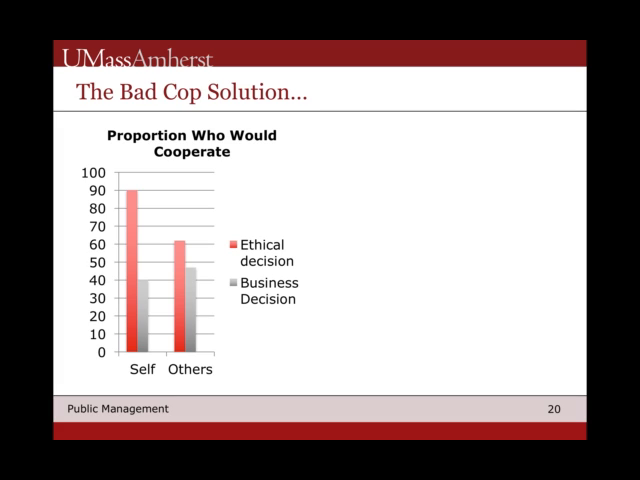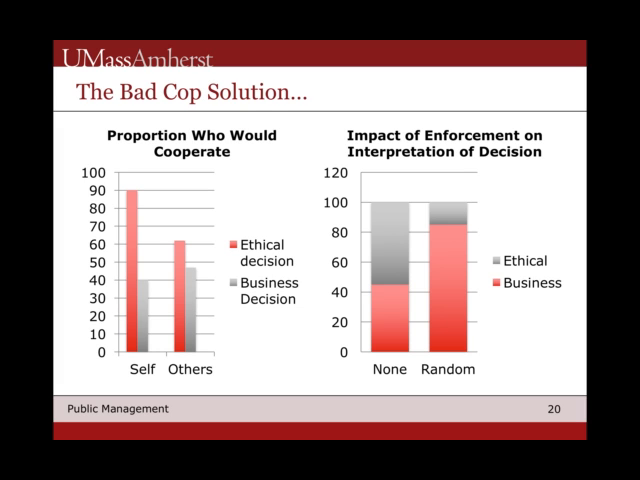So here's the bad cop solution. In essence, if you believe it's an ethical decision or a business decision, many more people are likely to cooperate if they believe it's an ethical decision than a business decision. And interestingly, the proportion of others they think are cooperating doesn't follow the same pattern. And what really matters here is that the proportion of people who think it's a business decision basically doubles if there's random enforcement as opposed to no enforcement.